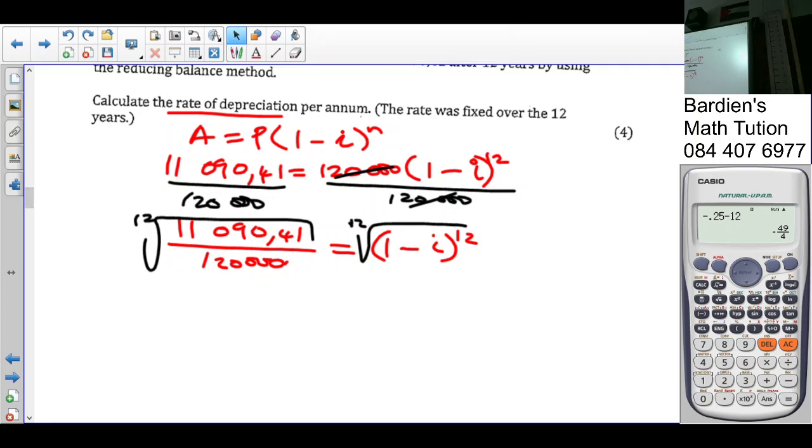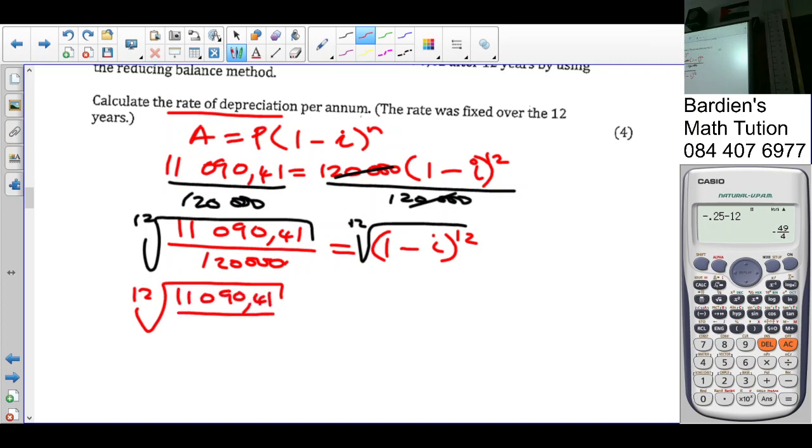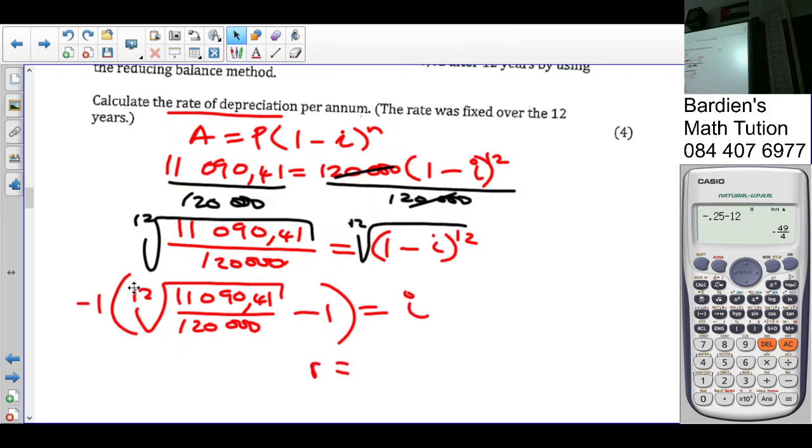I can punch that in the calculator. Or let me write it down first. So it's going to be 12,000 root 12, 11,090.41 over 120,000 minus 1 equals negative i. Divide both sides by negative, so I'm just left with i. How do I move from the i value to your rate? Times by 100. So your rate is equal to 100i, or i is equal to your rate over 100.